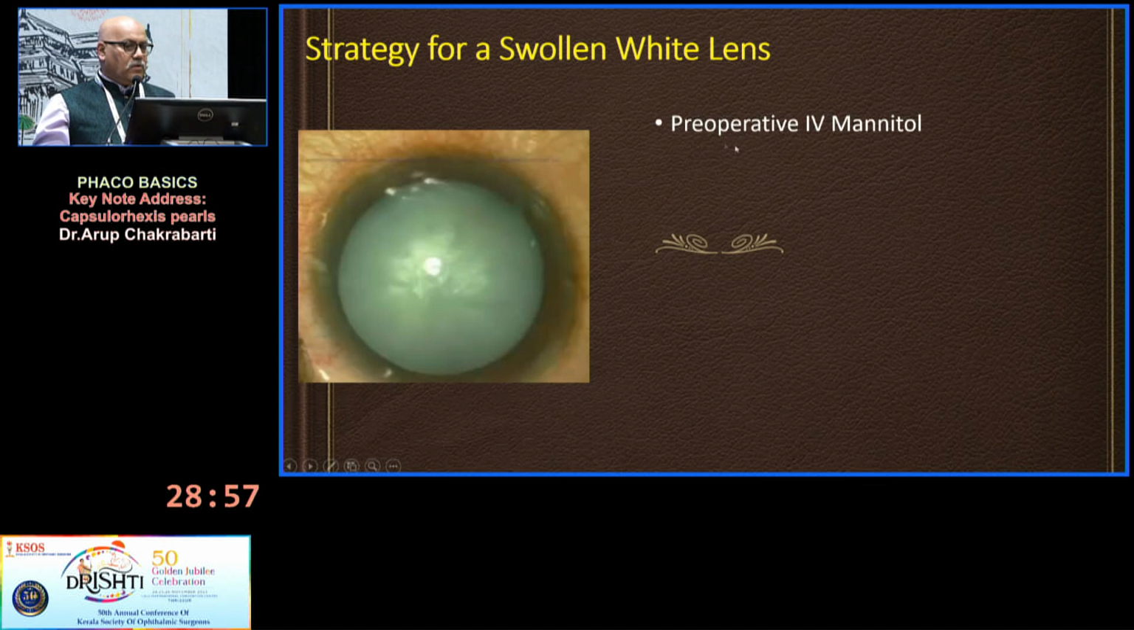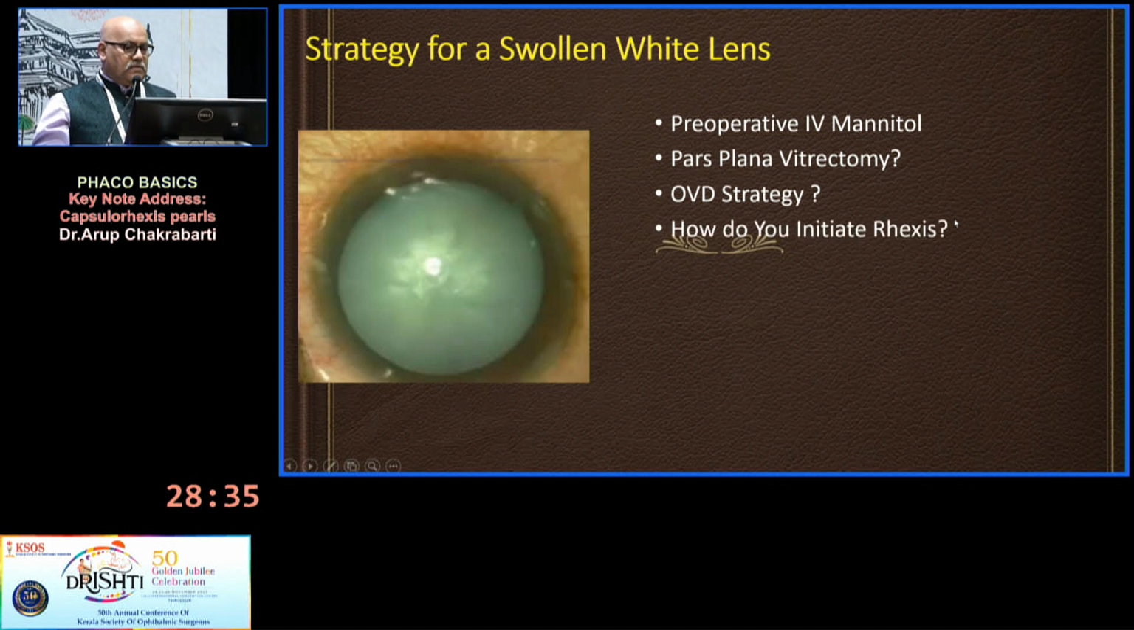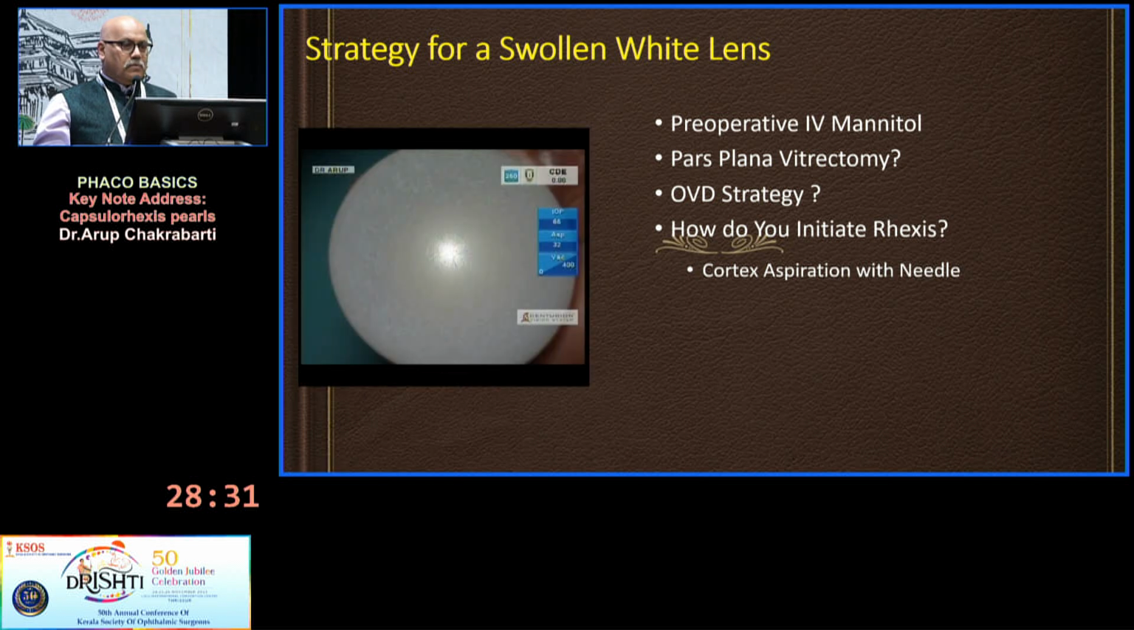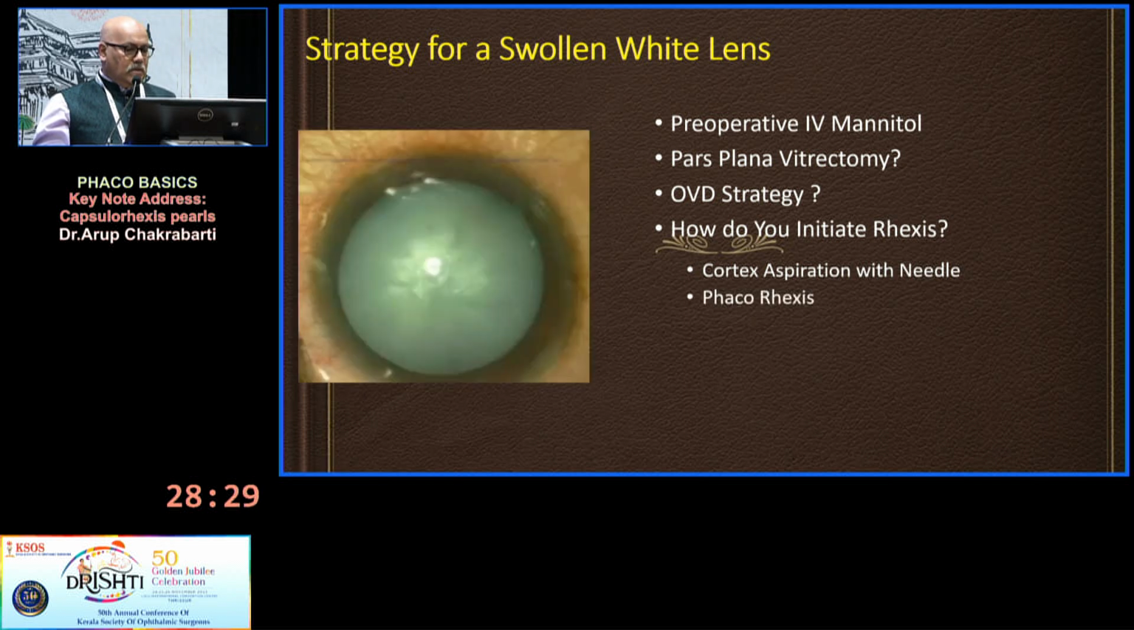So basically, if you have a swollen lens, I would prefer to use IV mannitol. I'm talking about patients where the lens is swollen and the AC is extremely shallow. And at times I have done a pars plana vitrectomy to make the eye a little softer. And then OVD strategy, again, I use a very good quality cohesive OVD for rhexis. Rhexis I initiate with the cystitome and then use a two-step technique, as I've told you earlier. And then one stage rhexis.